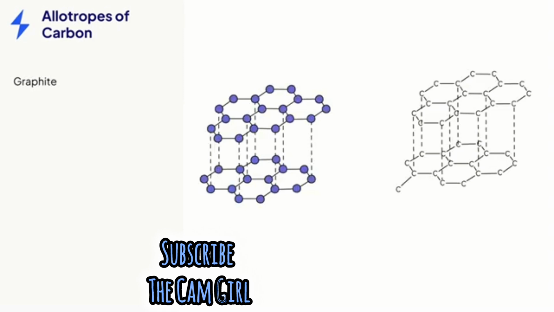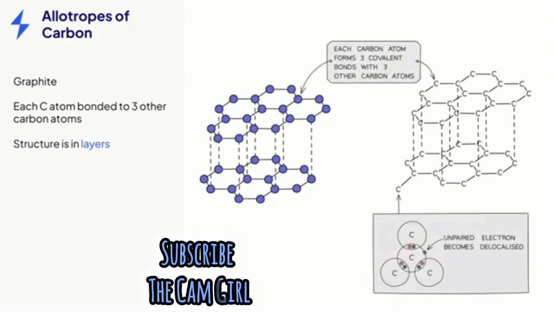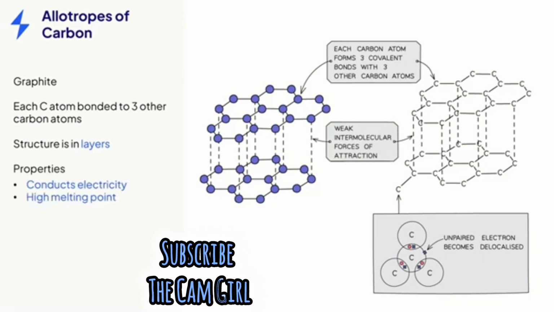Another giant covalent structure is graphite, and it is also an allotrope of carbon. Each carbon atom is bonded by strong covalent bonds to 3 others forming layers of hexagons. This means that there is one electron which is delocalized and exists between the layers. Within the layers, the covalent bonds are very strong, but between the layers there are weak intermolecular forces of attraction. Therefore, graphite conducts electricity, has a high melting point, and is soft and slippery. This means that graphite is perfect to be used for electrodes in electrolysis and for pencils.